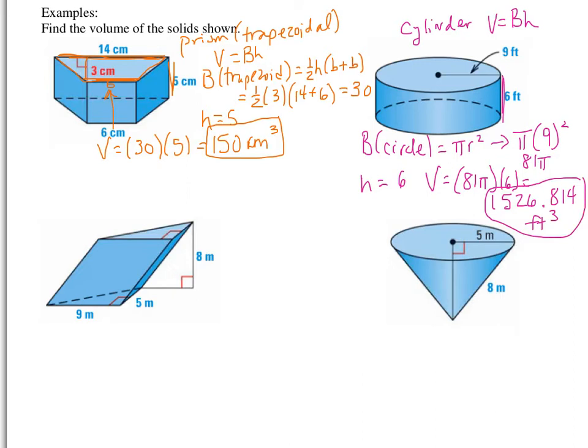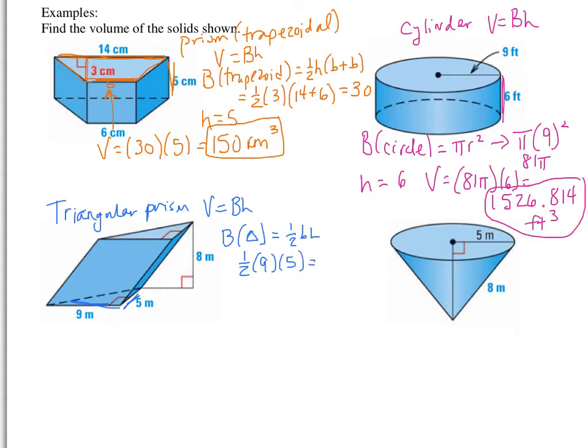All right, for our next figure down here, we have a triangular prism. And since it's a prism, we have capital B times H again. So my base is a triangle, so I need to use 1/2 base times height. Now realize this is just for the triangle, not for the height of the prism. So for my base and height of my triangle, I just have my 5 and my 9. So the area of my triangle comes out at 22.5, so that's my capital B.